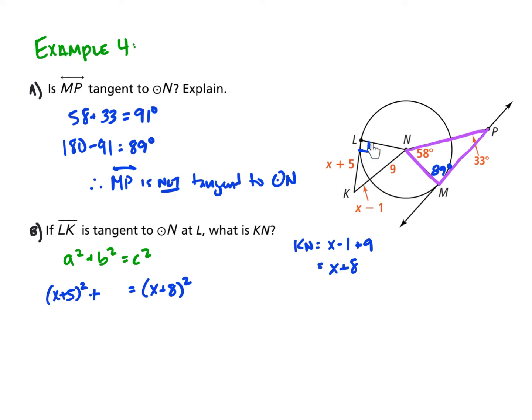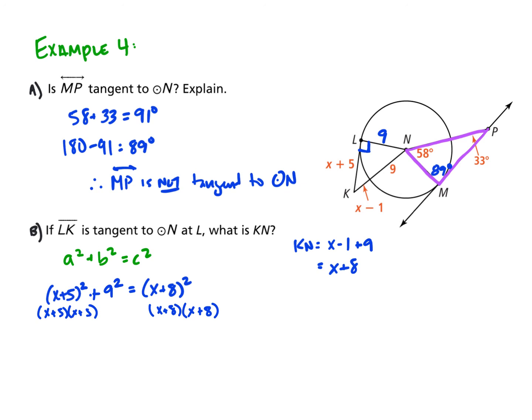But then how long is this side right here? It doesn't give me anything, except it does say that from N out to this point on the circle is 9 units long, which would tell me that the radius of my circle is 9. And since all radii would have that same length, that means that LN also has a length of 9. So I'll put a 9 squared right there in my Pythagorean theorem. Now I need to simplify. So I've got to do x plus 5 times x plus 5 right here, and x plus 8 times x plus 8 right here.